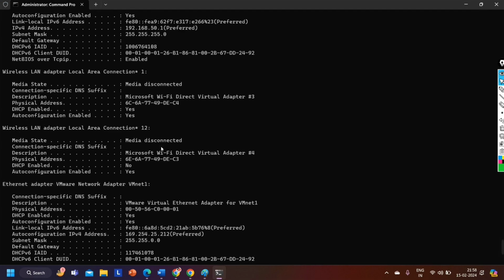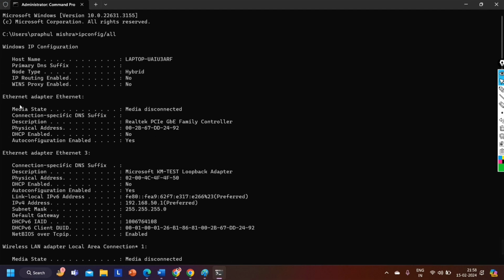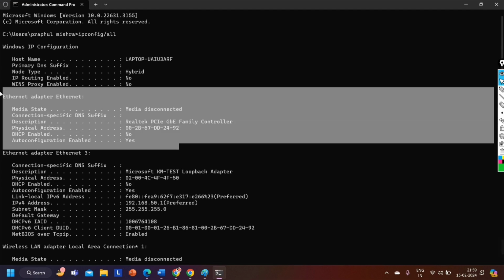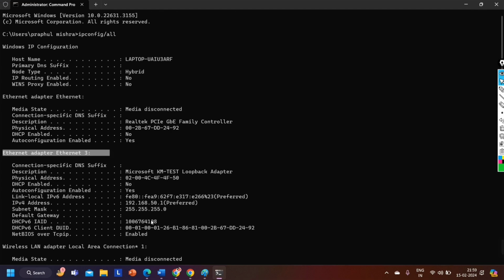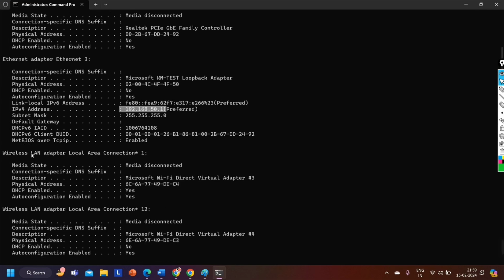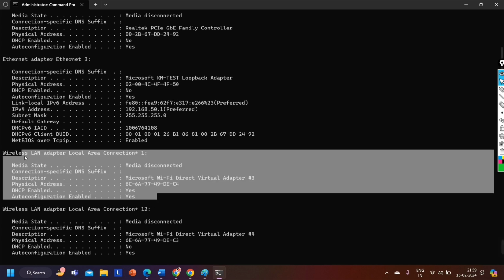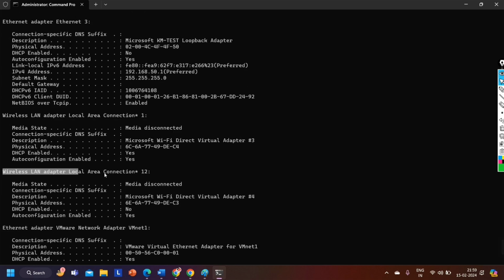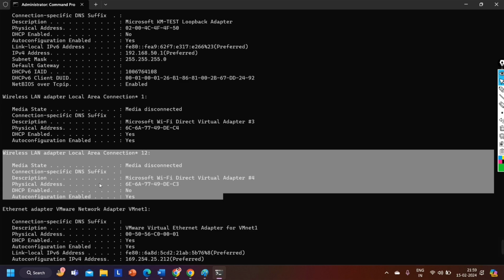Apart from it, see the other interfaces. Ethernet adapter. On this interface, we don't have any IP address, correct? Ethernet 3. We have one IP address on this interface, 192.168.50.1. Wireless LAN adapter local area network connection 1. We don't have any IP address over here as well, right? On this interface. This is for VMware, right?